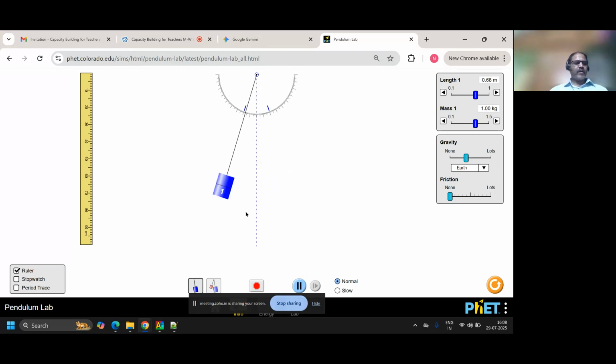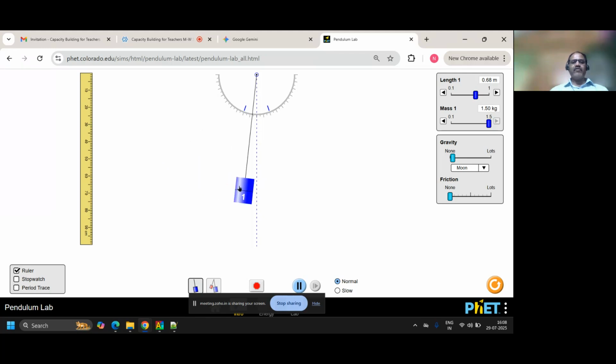Okay. Now let me also start increasing the mass. Okay, I'm increasing the mass to 1.5, right? We don't see that much change. Now let me do one more thing. Let the gravity be Moon. On the Moon, with the same weight and the same kind of speed that I did, it will move like this.